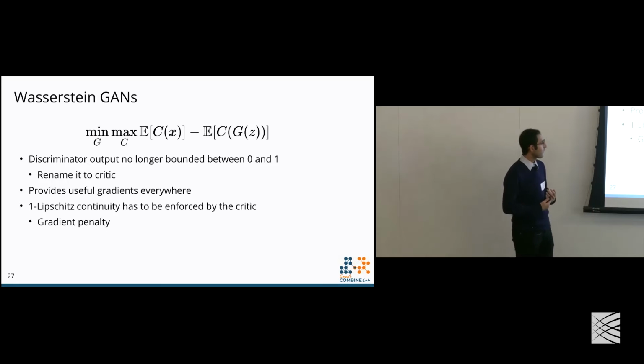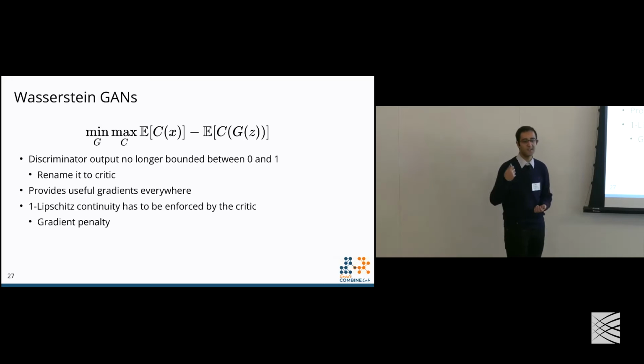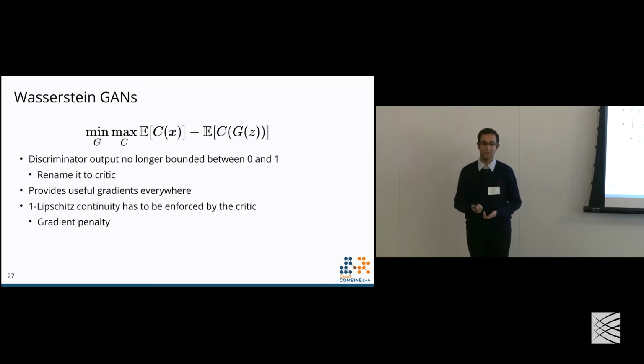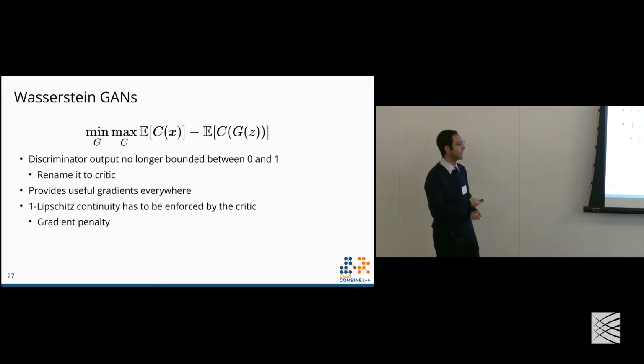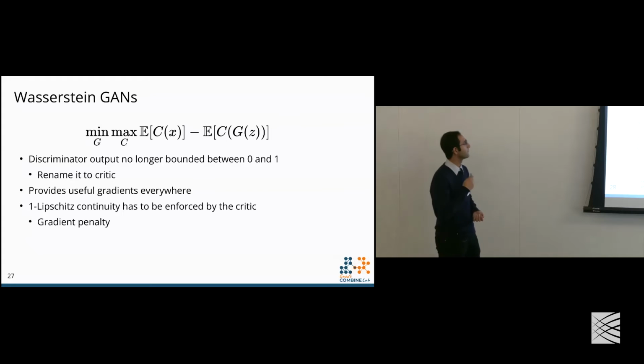Now, there's one condition that we have to enforce on the critic when we're using Wasserstein distance, and that is 1-Lipschitz continuity. It means that the norm of the gradient has to be always less than 1 everywhere. We enforce that using a gradient penalty by penalizing the critic if it has too large gradients, and we add that to the objective function.